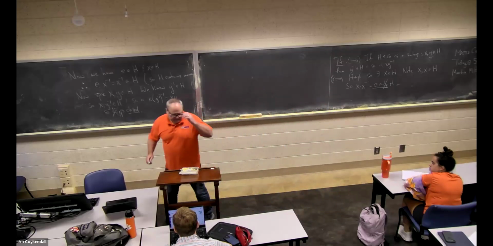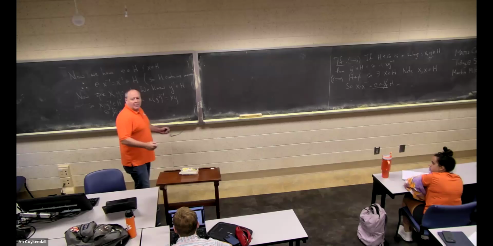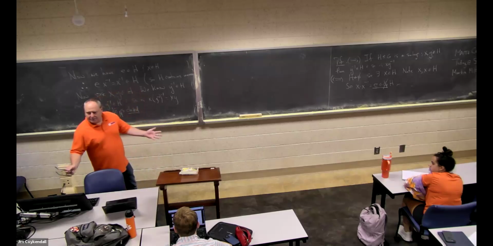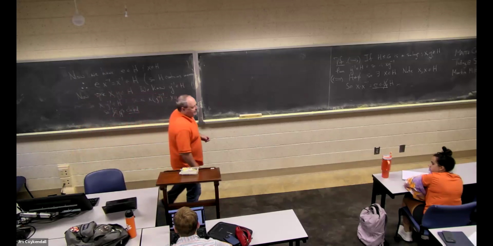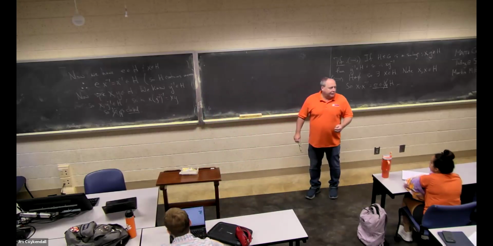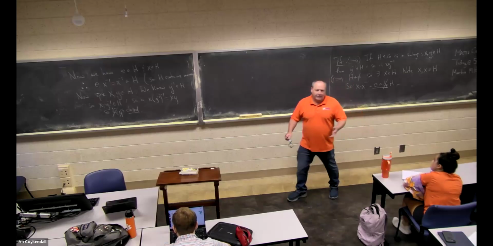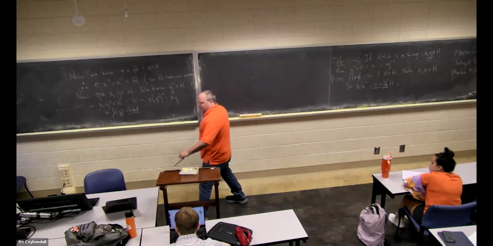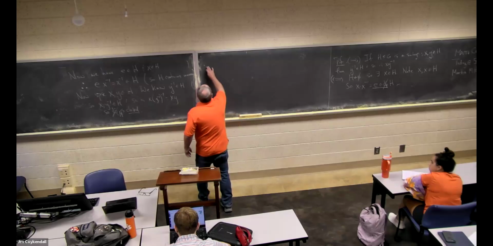For example, the real numbers under addition have all kinds of subgroups: the rational numbers, the integers, 0. These are all subgroups. Here's kind of an explicit one. I like this.